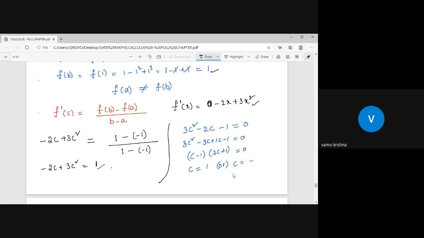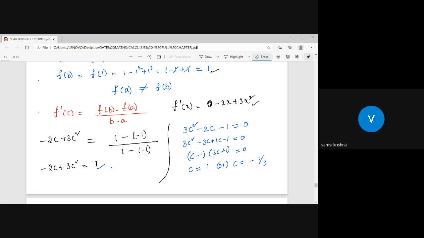Or c is equal to minus 1 by 3. Can you tell me which is the correct answer? Either c is 1 or c is minus 1 by 3, or both are correct. Which option should I choose? Can you answer this, students? Anybody? Yes, c is equal to 1, c is equal to minus 1 by 3.